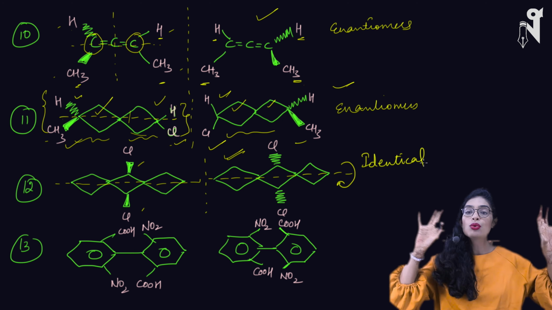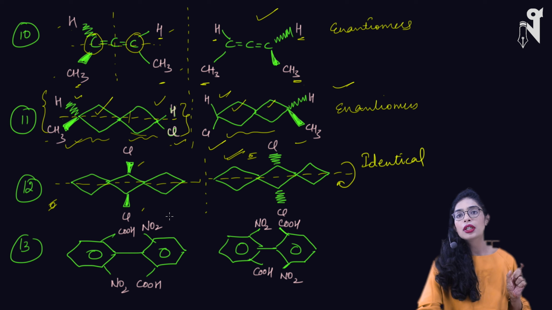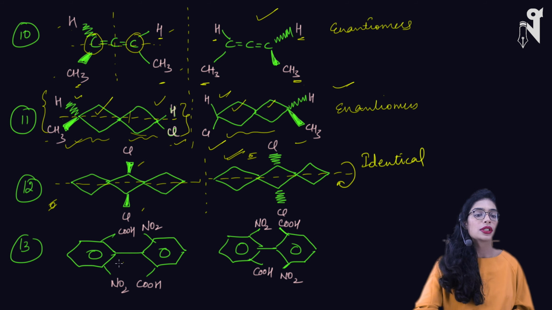So diastereomers will be two different configurations altogether. Here the configuration is the same. The only difference is that here the viewer is in the front and here the viewer is at the back. You just move the viewer to the front and it will be the same compound. It's not going to change. These two are identical.